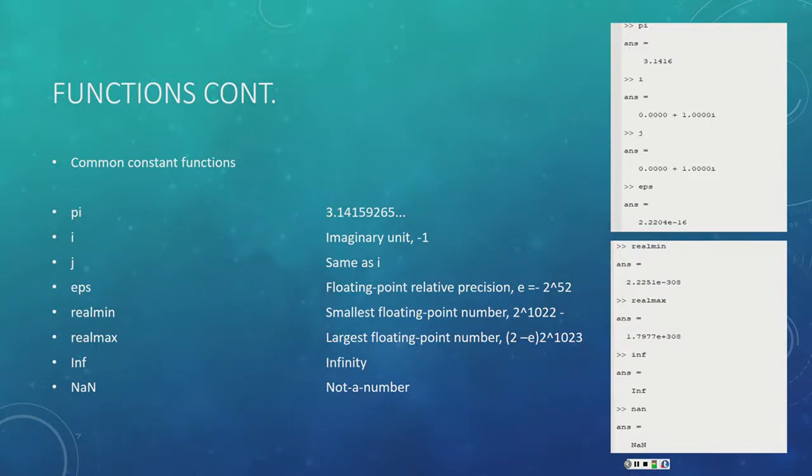And then these are just some constants that you can use. So pi is obviously pi, i is the imaginary unit. And there are more constants, like infinity, Inf, is infinity.